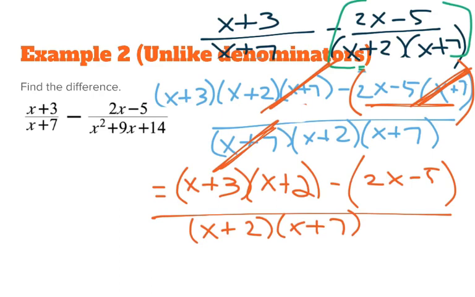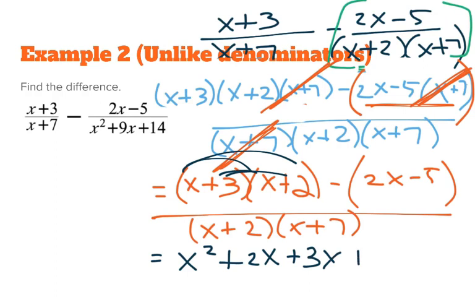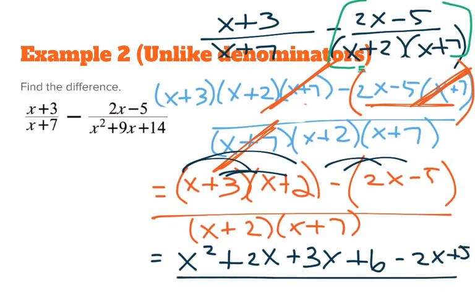Okay, so from here there's nothing else that'll just simply cancel, so now I am going to have to start foiling all this out. Luckily it's not bad because I did cancel a lot. So the new numerator would be, if I FOIL that out, x squared plus 2x plus 3x plus 6. And then let's distribute this negative, minus 2x plus 5. Over, and I'm going to leave the denominator in that factored form.